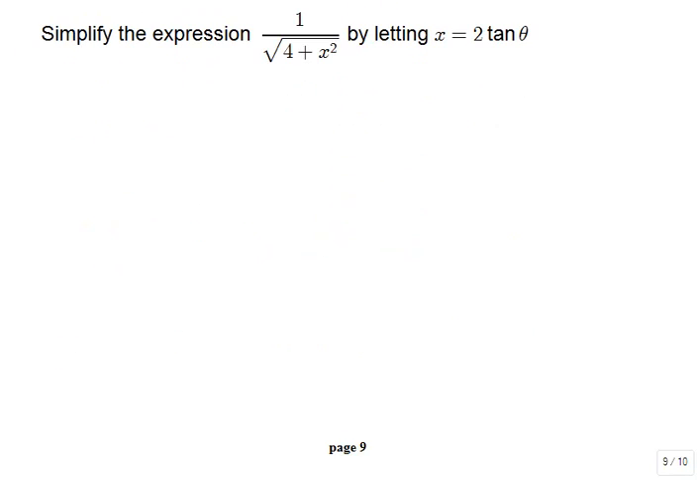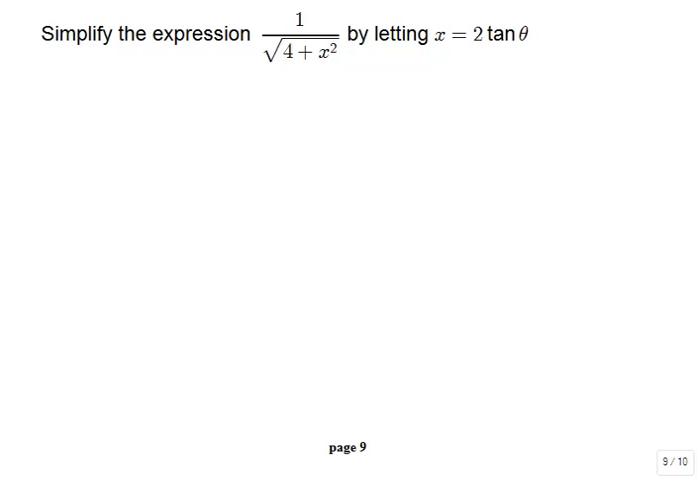Okay, the next example is a little bit different, but it is something you will see again in calculus, especially in Calc 2 when we do integration. This is something that we often do in calculus to help make the problem become something we can work with a little bit easier. It's called a trig substitution.